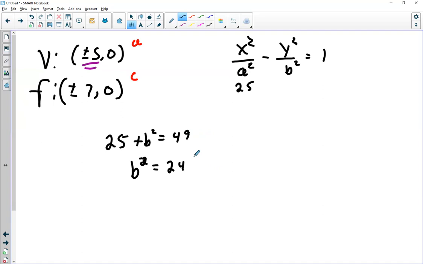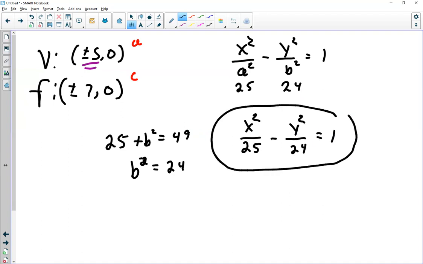Now, we could get the square root of 24, but remember, in the graph, you just need b squared. So I don't even want the square root of 24. So it's just 24. So you just rewrite it. x squared over 25 minus y squared over 24 equals 1. That's it. Yay, that's it. Isn't that simple? So that's all the problems. That's all the types of problems you will receive on the test.